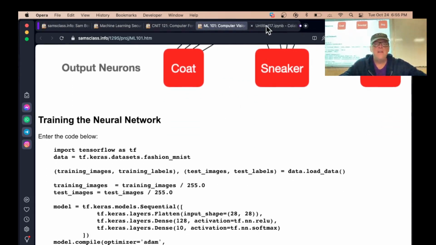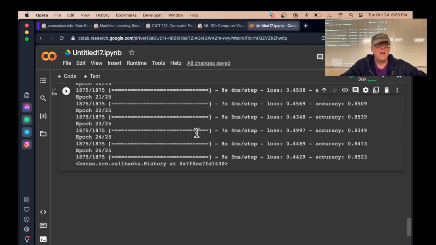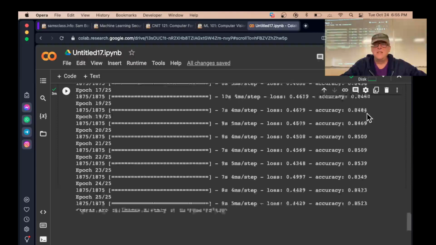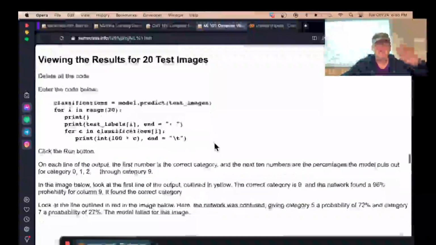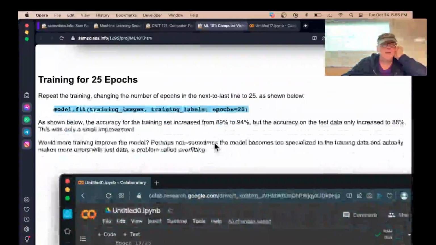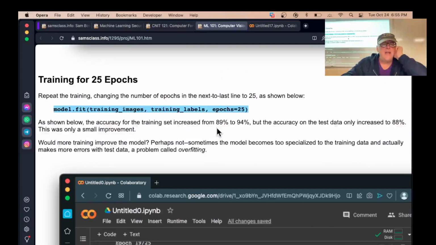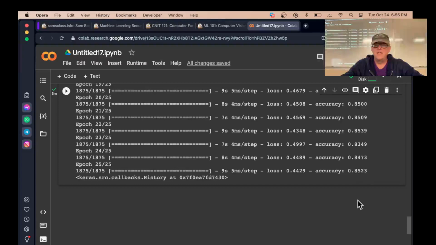So anyway, now it should be done training 25 times here. And so now the accuracy, we're up to 85. Let me check what I was going to say about 25 here. All right, so we trained it for 25. The accuracy for the training set increased from 89 to 94, although I don't think it did for me.